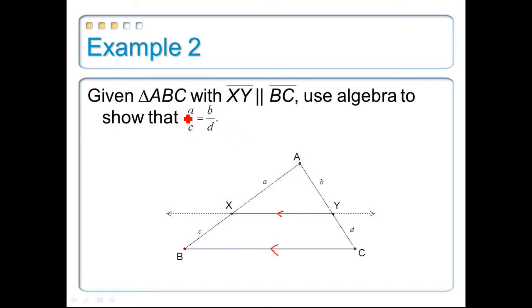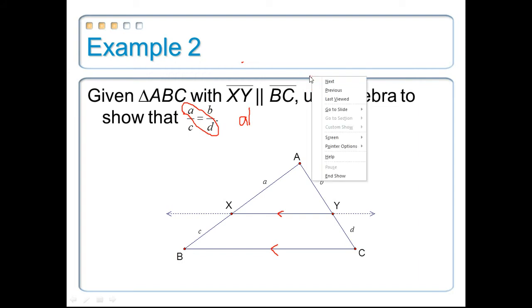So we know that if we cross multiply here, we're going to get A, whoop, made a mistake there. Seem to be having pen issues here. I'm going to erase all that on there.